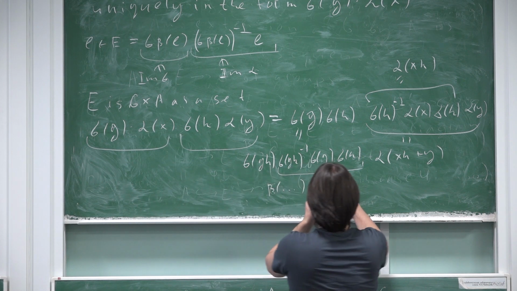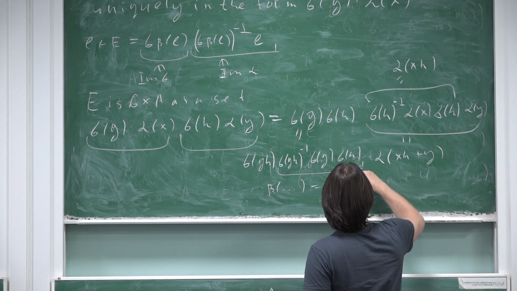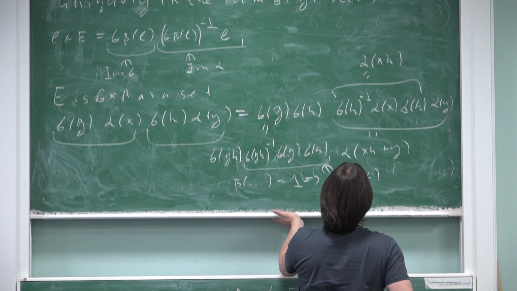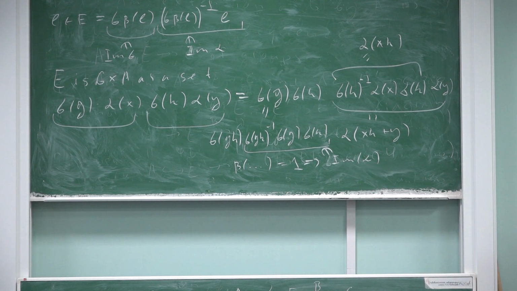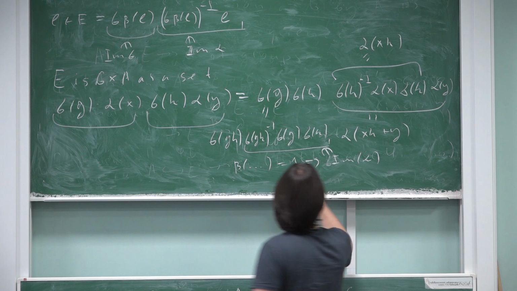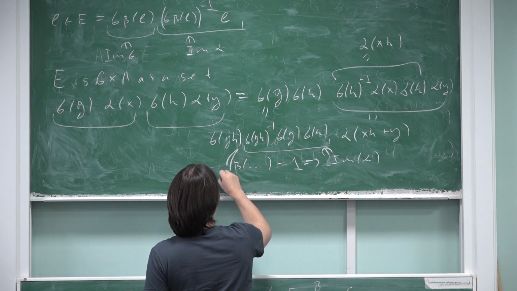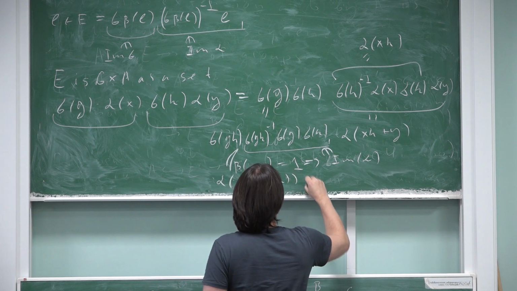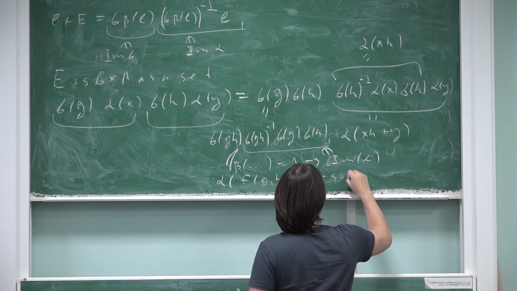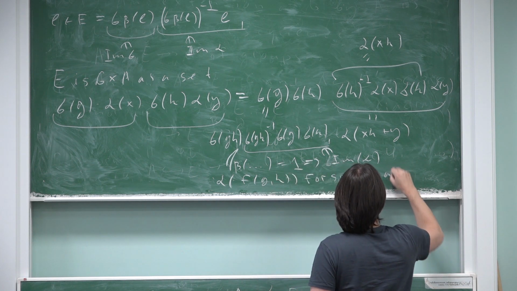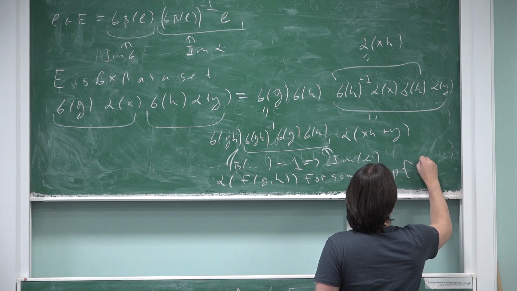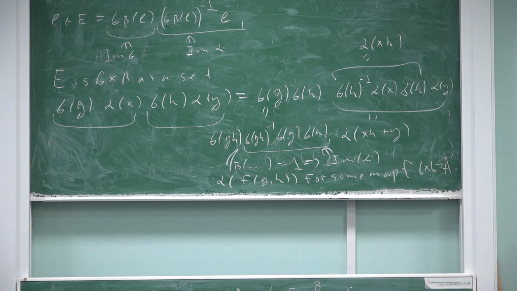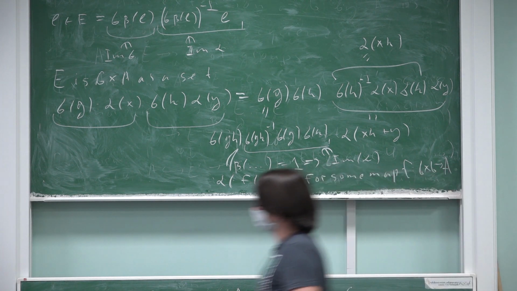And this means that this guy lies in the image of alpha. So this guy equals alpha of f of gh for some map f from G times G to A.